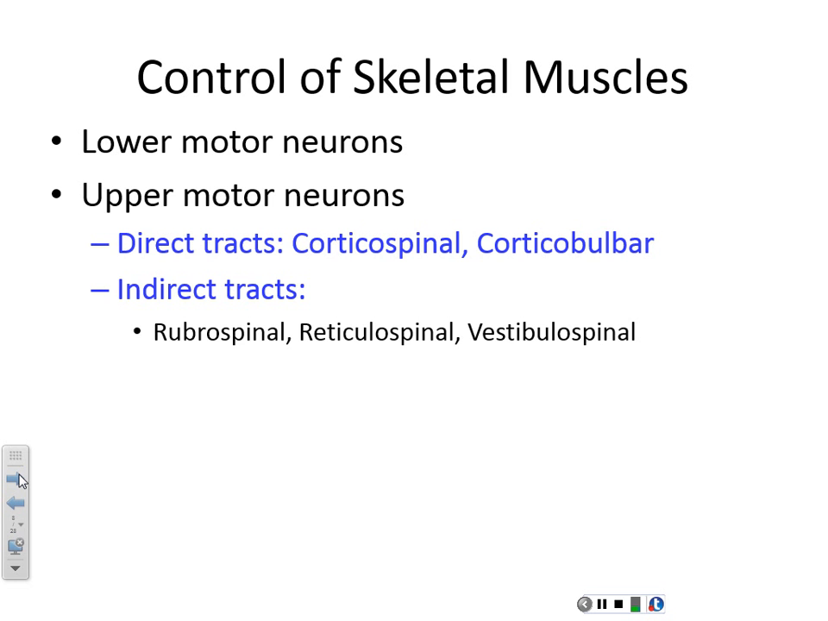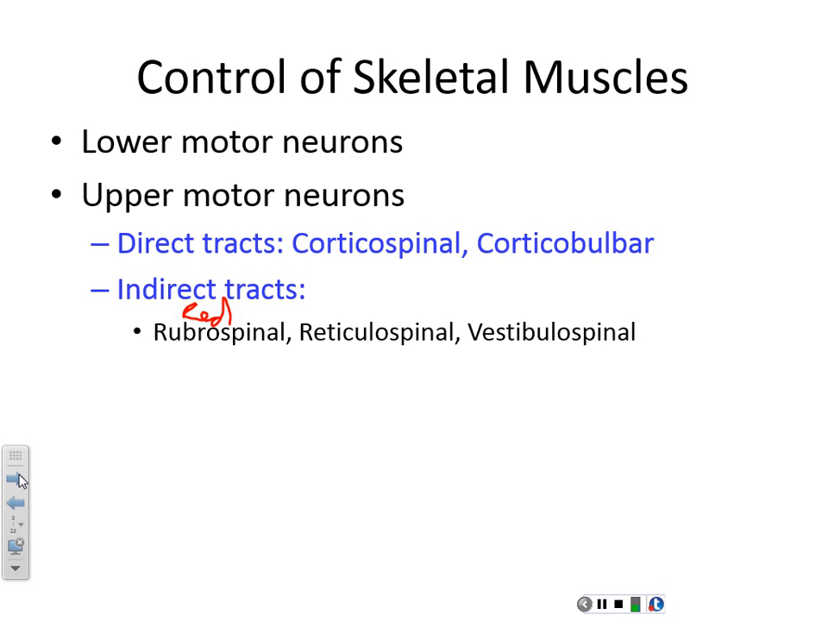Okay, so there's ones that go into red nucleus. That's why the rubro is red, and then reticulospinal, in the medulla oblongata there, in the brainstem, where you have the reticular formation, okay, and then the vestibulospinal, which is the vestibular nuclei of the brainstem of the medulla oblongata, which has to do with what?